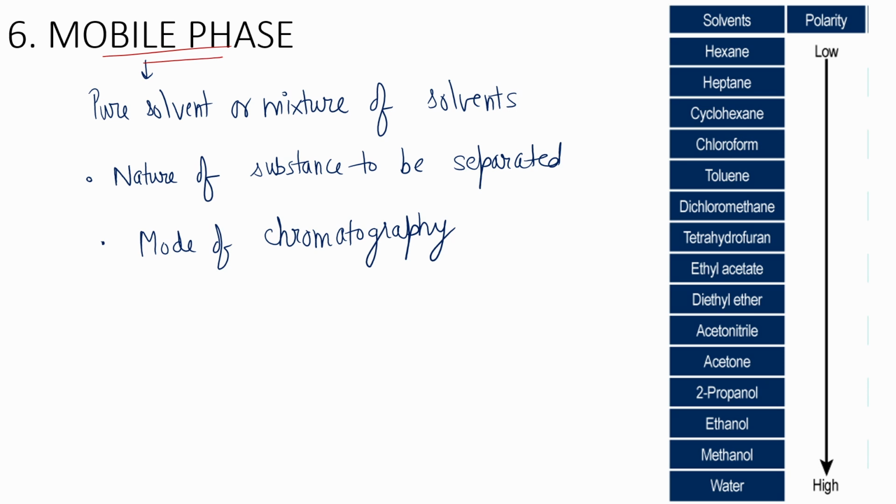Next point is selection of mobile phase. The mobile phase is simply the solvent or mixture of solvents. The choice of solvent is very important because it controls how well the separation occurs. Choice of solvent depends on the nature of substance to be separated and the mode of chromatography that has to be used, whether it will be normal phase chromatography or reverse phase chromatography. And we can choose the mobile phase according to the polarity of our compound.